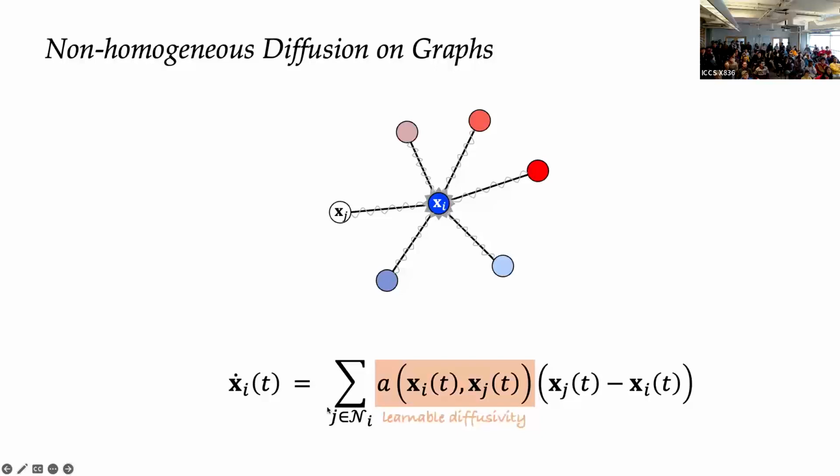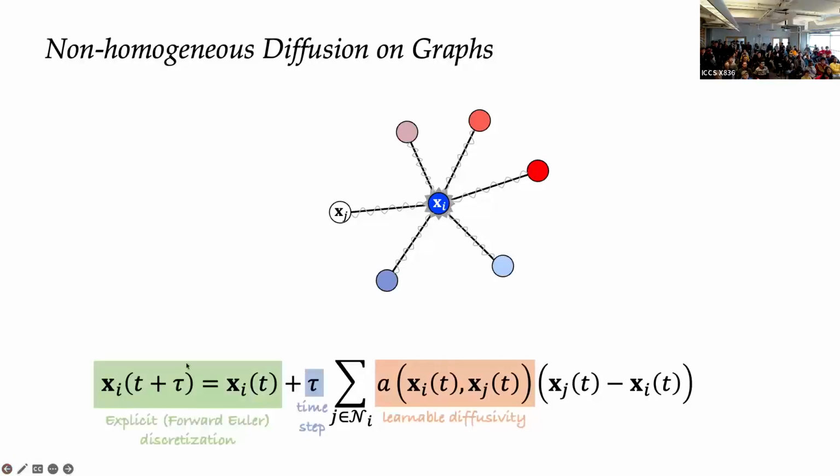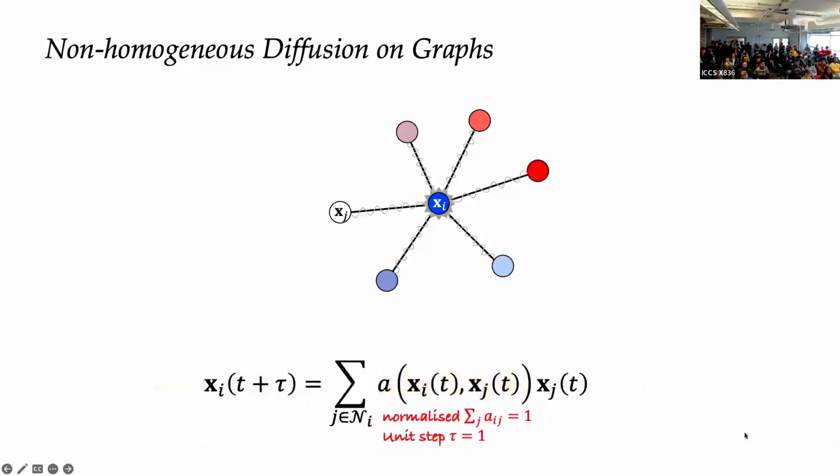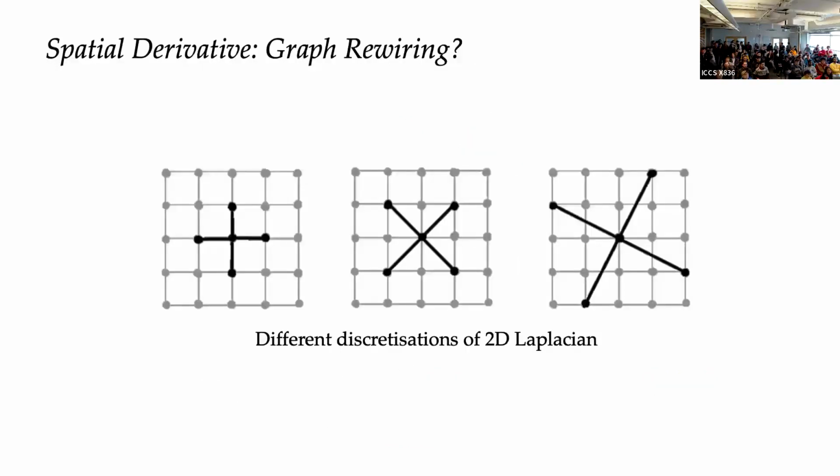Implemented as an attention. And if we discretize this equation with explicit Euler discretization, the forward Euler scheme, and we make some assumptions about the time step and the normalization of this diffusivity, we get the classical graph attention. So you can see that attentional architectures can be considered as a special way of discretizing this diffusion equation.